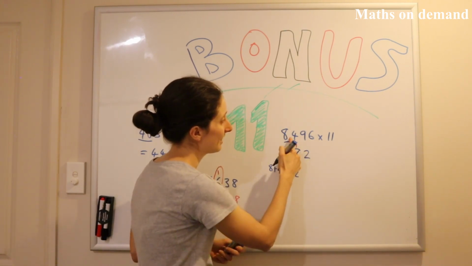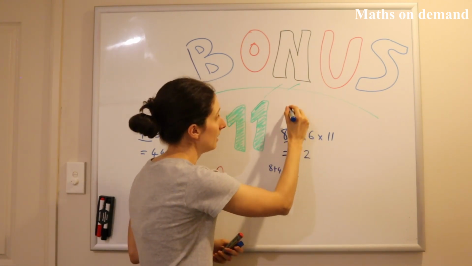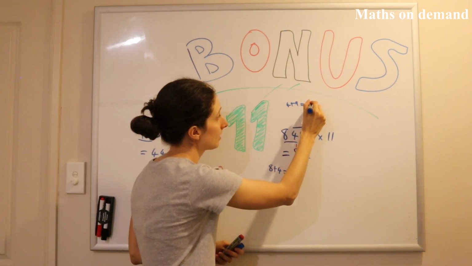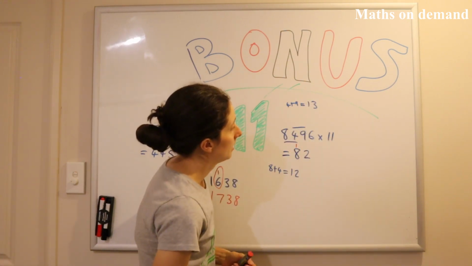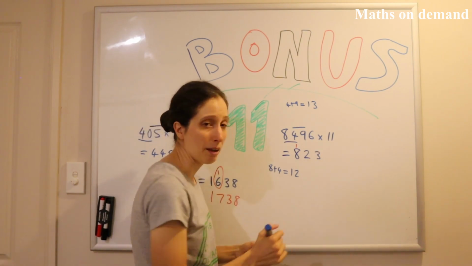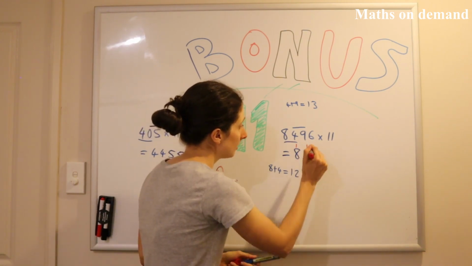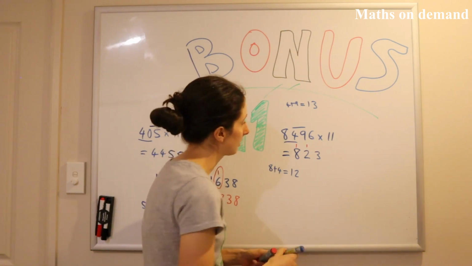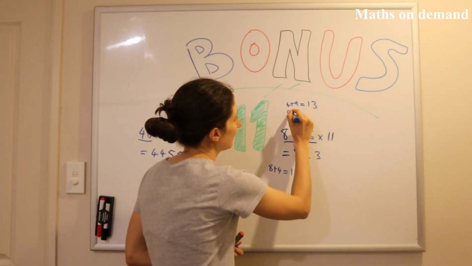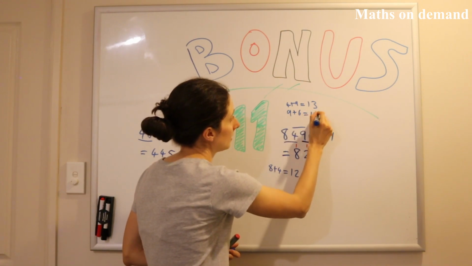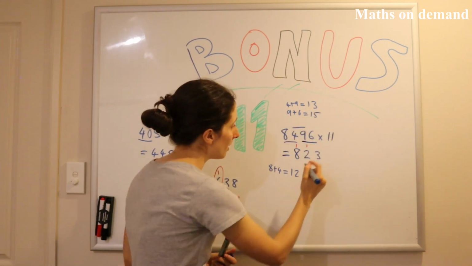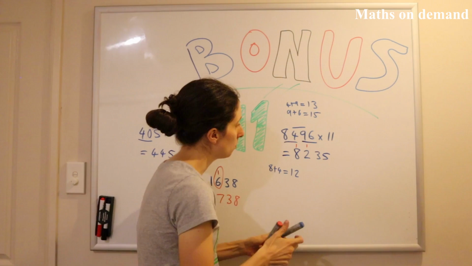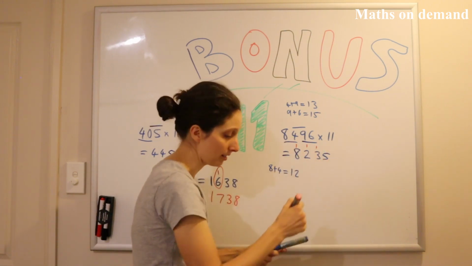Now we do the second and third digit added together. 4 plus 9 is 13. So we write the 3 and we carry the 1 up here. Next we need to add 9 and 6. 9 plus 6 is 15. So we write the 5 and we carry the 1. We're going to have to add all these at the end.